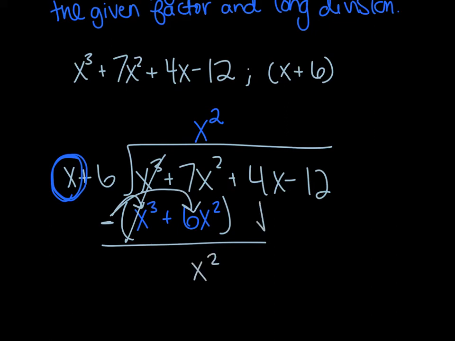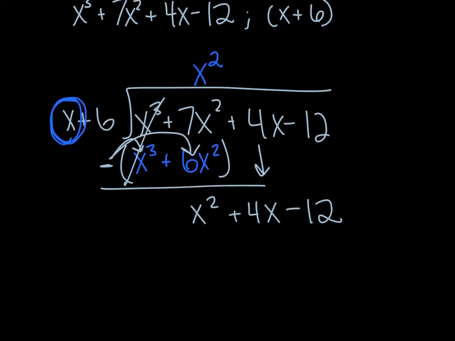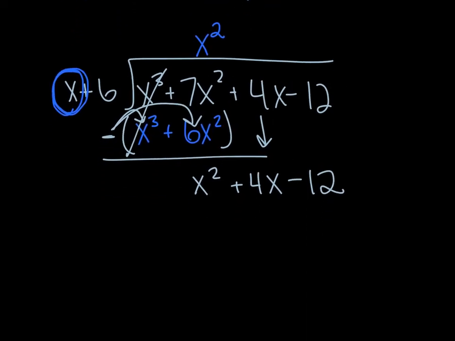Now what we want to do is bring down everything else that we have. So we have x squared plus 4x minus 12. Now we just continue to repeat the process. How many times does x go into x squared? Well, we know x goes into x squared x amount of times, 1x times. So we put that here. Now we want to multiply our x times our whole factor out here. So x times x plus 6 is going to give us x squared plus 6x. But remember, we have to subtract the whole function out.